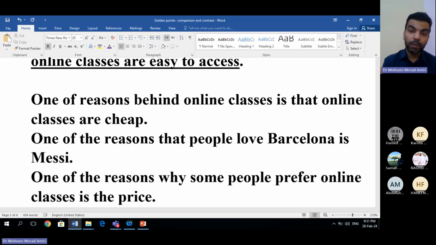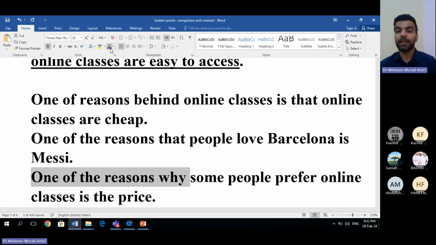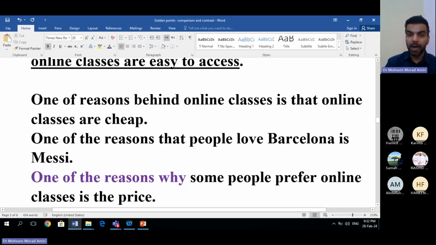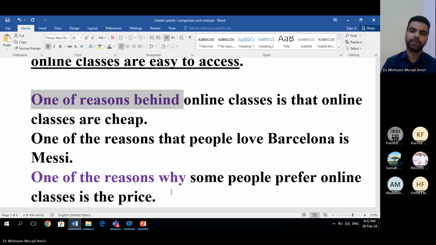Sure. You need, guys, you need to read such kind of examples, templates, then it will go to your mind. With one example, you cannot learn it. You need to read a lot. You need to make sentences. Like this, one of the reasons why. Again, this is another very nice way. See, one of the reasons behind. All of them are different ways. So you can give reasons in different ways, but you should choose the one which is easier for you.